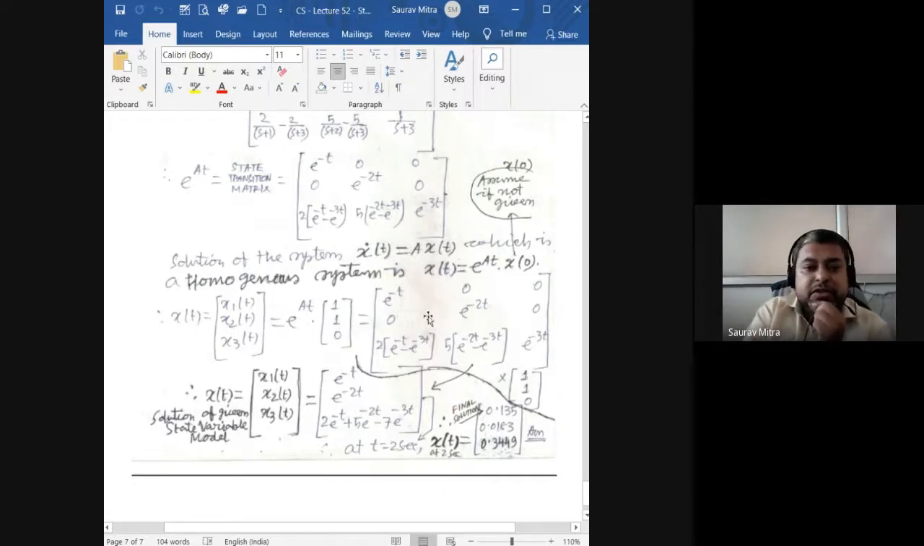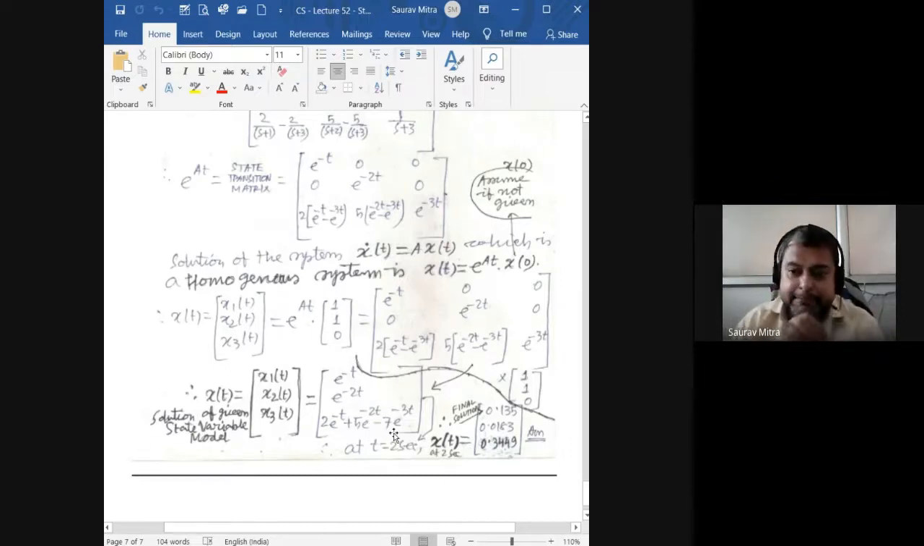So if you're doing that, this is the e raised to at matrix now. We have found e raised to at, and this is e raised to at multiplied by x0. So e raised to at into x0 is nothing but the solution of a homogeneous system. So if you're doing that, this becomes a column matrix: e raised to minus t, e raised to minus 2t, and 2 e raised to minus t plus 5 e raised to minus 2t minus 7 e raised to minus 3t.